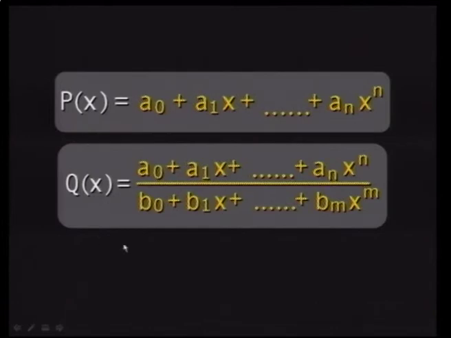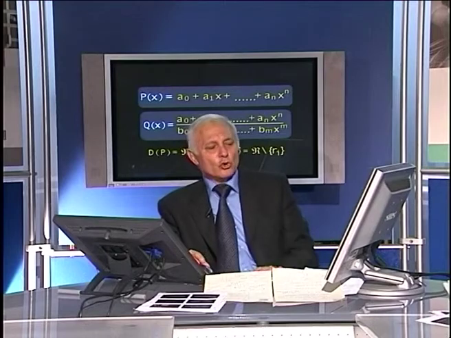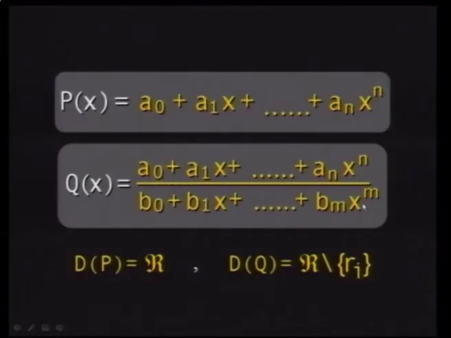And this function here, the domain is R. The one at the top also has the domain of R. The one at the bottom here has the domain of R, except you have to exclude those roots of the denominator. So the domain of Q is R, except the roots Ri, meaning the roots at which the denominator is equal to 0.